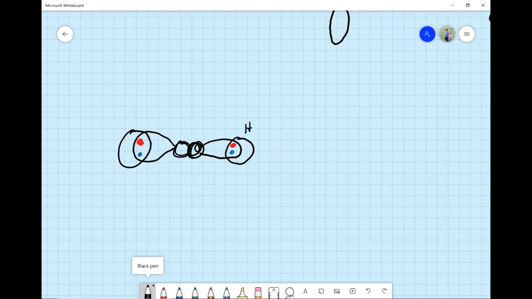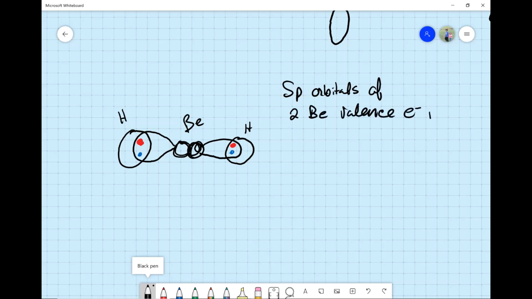But now we have the hydrogen with its s orbital electron, and then we have the beryllium with its sp hybridized orbitals. And what happens here now is these orbitals are trying to be as far apart as they can from each other because the two sp orbitals from the beryllium repel one another. And so the equilibrium point for this molecule ends up being 180 degrees. All right, so that's an sp hybridization.